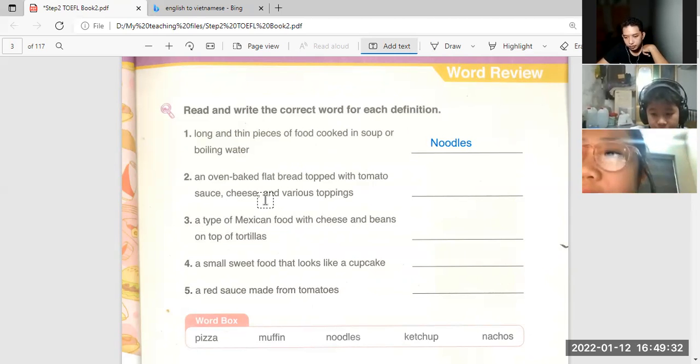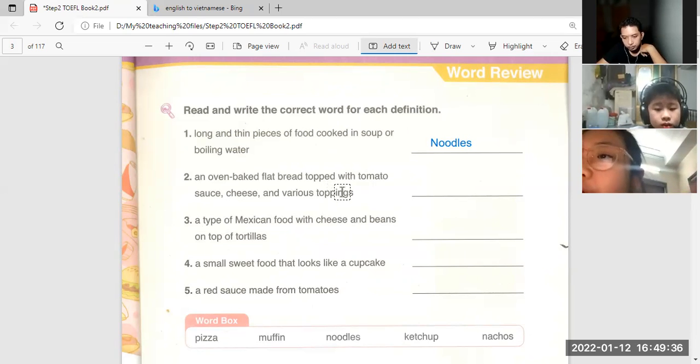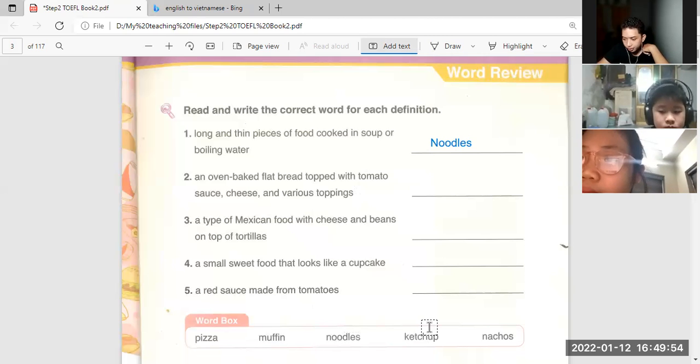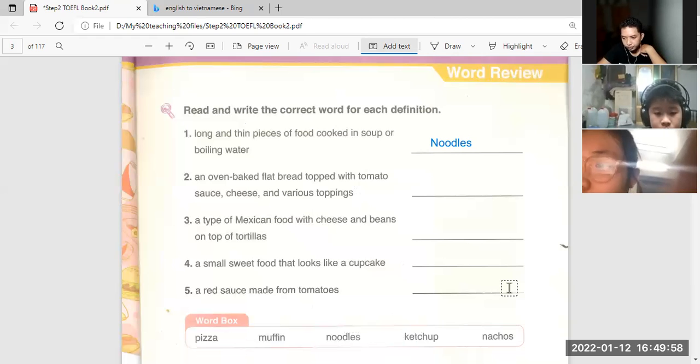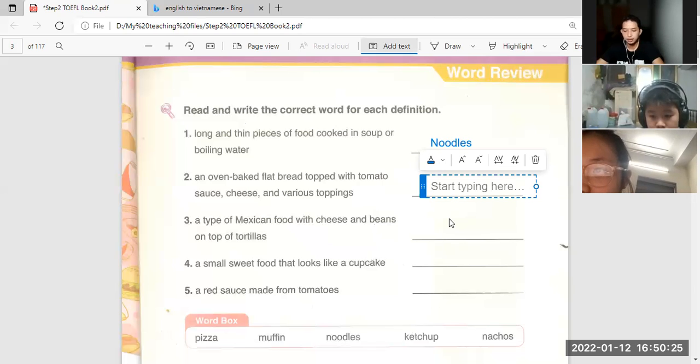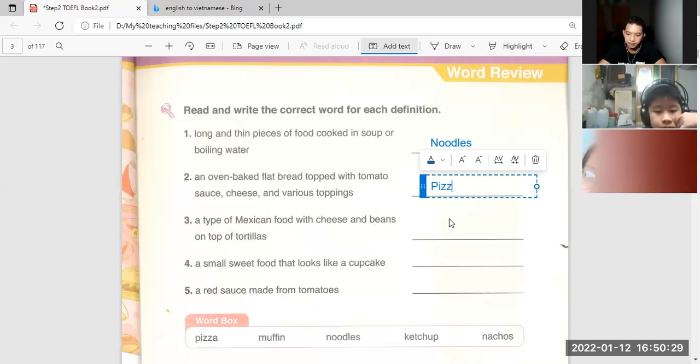Okay, next, Le, number two. An oven baked flatbread topped with tomato sauce, cheese, and various toppings. Baked tomato? No, there are no baked potatoes here. Ketchup? No. An oven baked flatbread topped with tomato sauce, cheese, and various toppings. What is that? Pizza, muffin, ketchup, or nachos? It starts with P. Pizza. Yes, it is pizza. Can you say pizza? Pizza. All right.